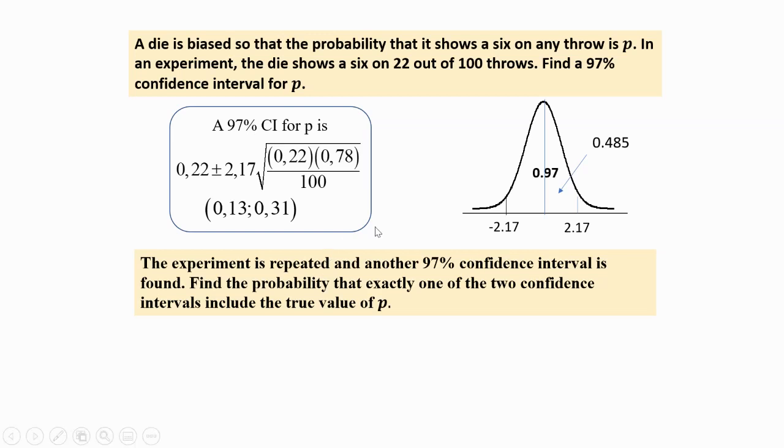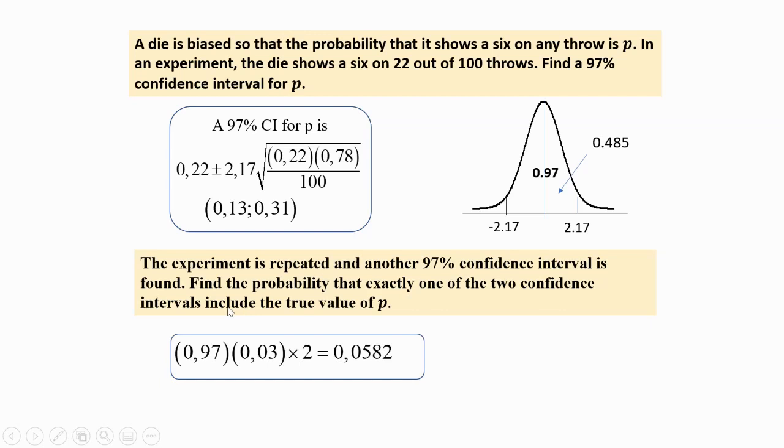So what are they saying? Exactly one of the two confidence intervals includes a true proportion. So that would be it. In the first go, it does, 97% chance, and the second go, it doesn't, so 3% chance. Or it doesn't in the first, 0.03, and it does in the second, and that's why it's times by 2. So basically, it's just dealing with probability and trying to confuse you because you've just worked out that.